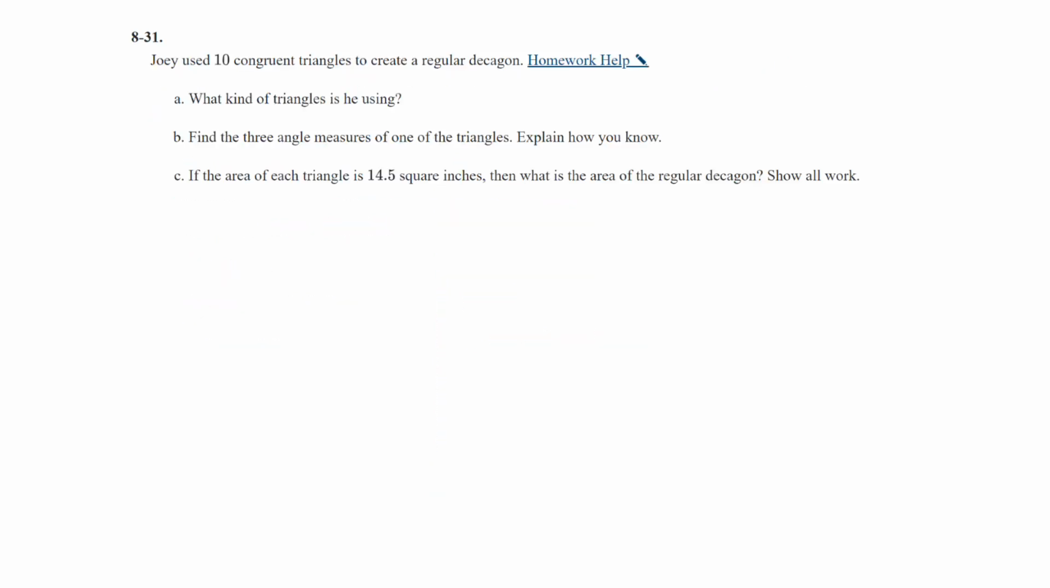Question 31. Joey used 10 congruent triangles to create a regular decagon. What kind of triangles is he using? If he created 10 congruent triangles, then he's drawn them all to the center of the decagon, which means they would then be isosceles triangles.